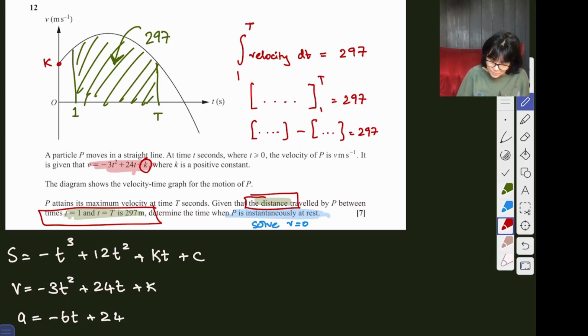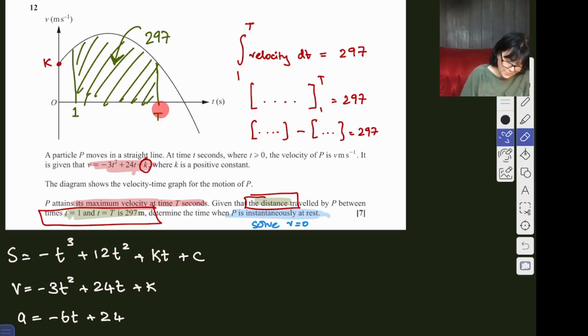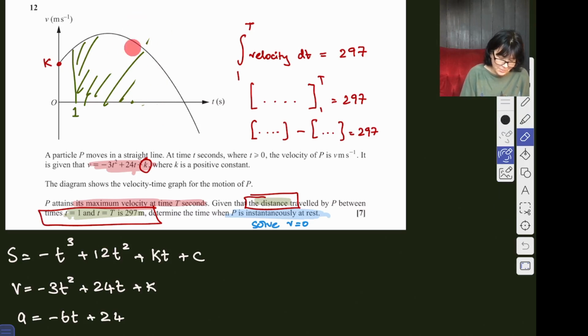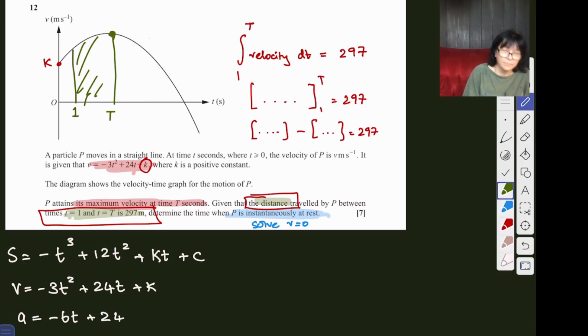The maximum velocity is achieved at time t. The maximum velocity. T is not random. T is not just like, oh, I don't know anything about t. T is this very, very special point here. At t, the acceleration is 0.